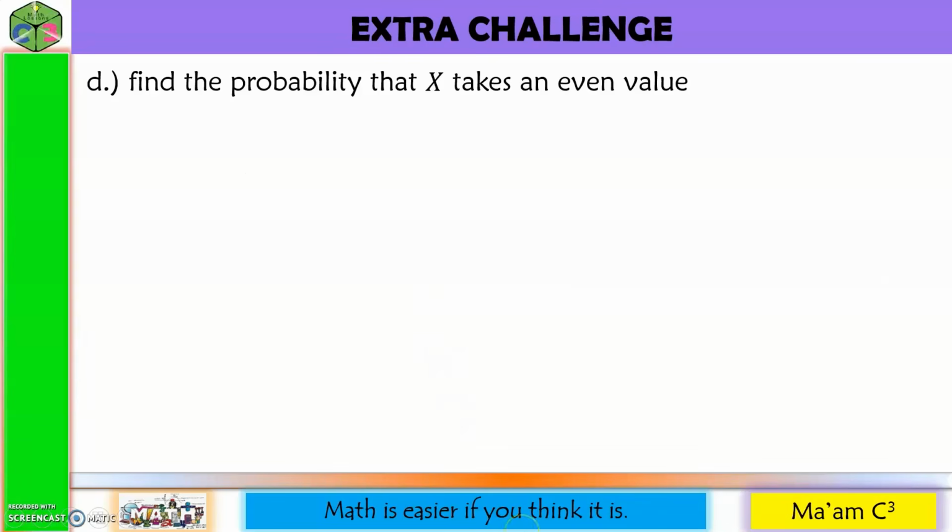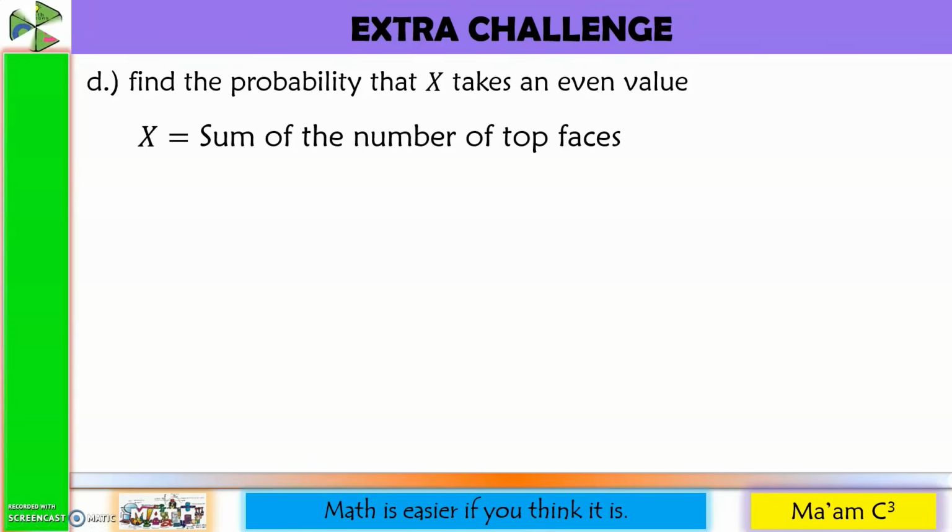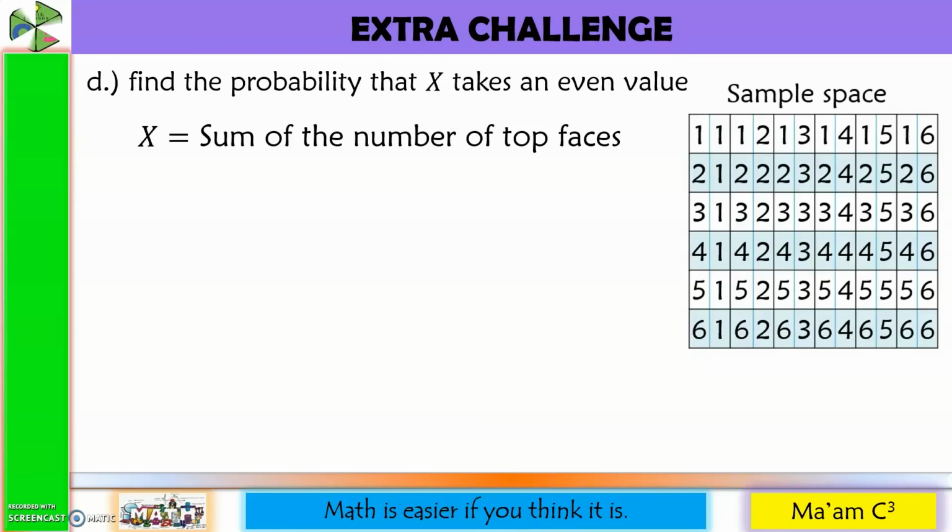Last one. Find the probability that the random variable takes an even value. Again, our random variable is the sum of the number of top faces. Let us recall our sample space. This time, we are only particular with the sum that is an even value. So those are 2, 4, 6, 8, 10, and 12.